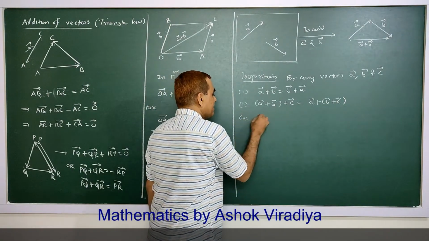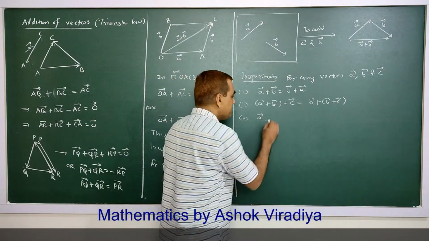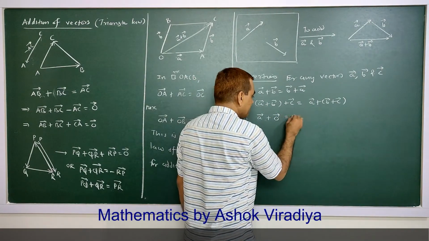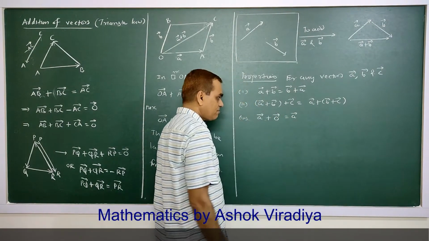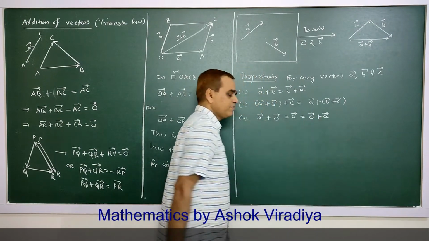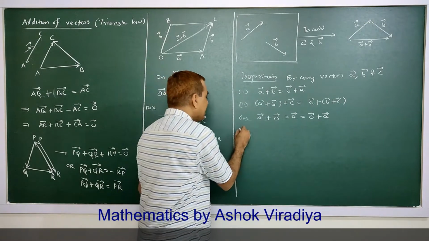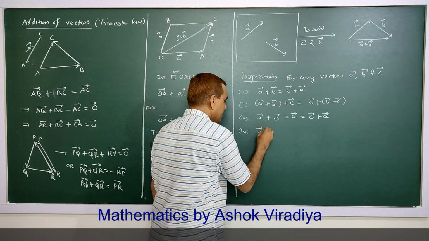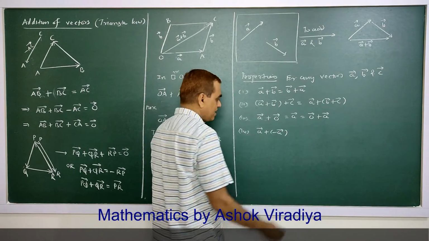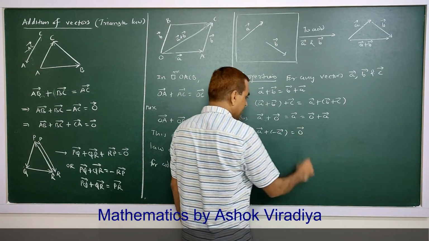For any vector A bar, if you add the null vector, that means the zero vector, then the result is vector A. Add the zero vector from either side. For any vector A, if you add its opposite vector, then the result is the zero vector.